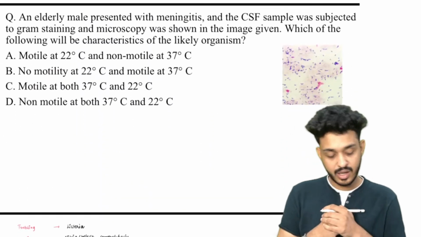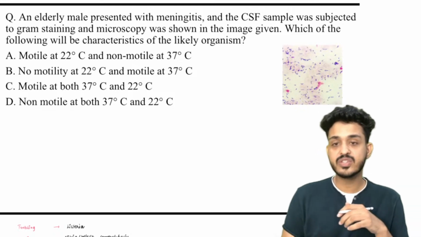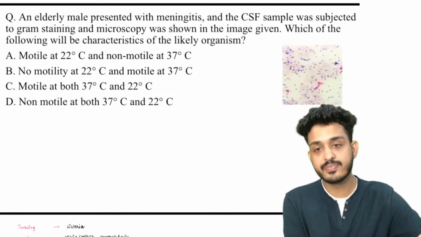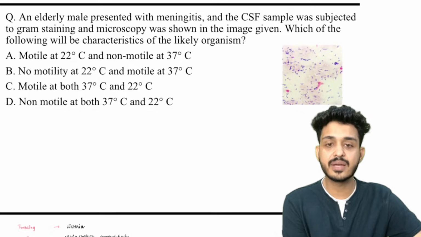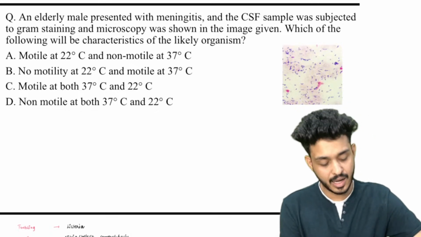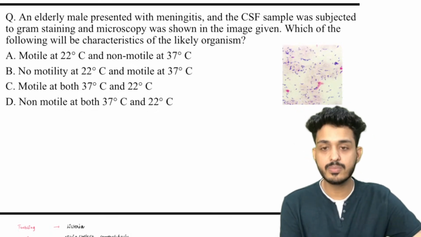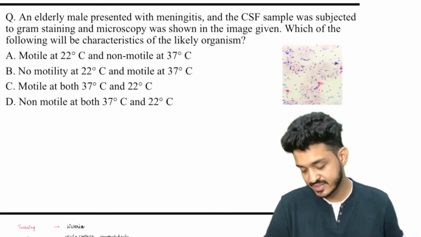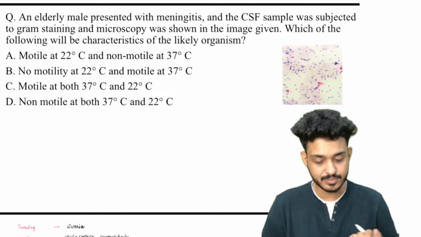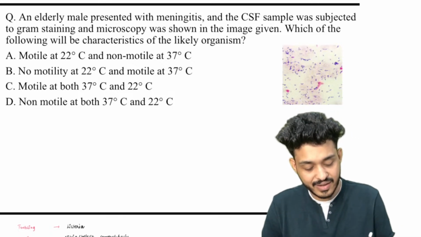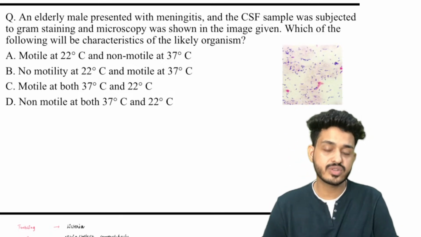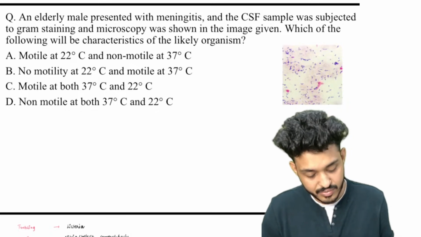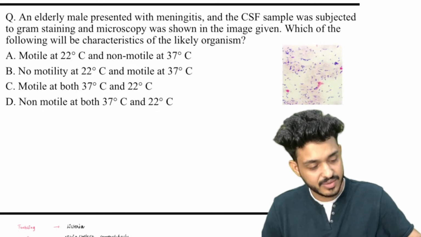Okay, try to answer this one. An elderly male patient presented with the symptoms of meningitis, and the CSF sample was subjected to gram staining. Microscopy was shown in the given image. Which of the following will be the characteristic of this likely organism? So you have to identify the keyword, and this is the exact question that came in your examination. This is the previous year question, right?